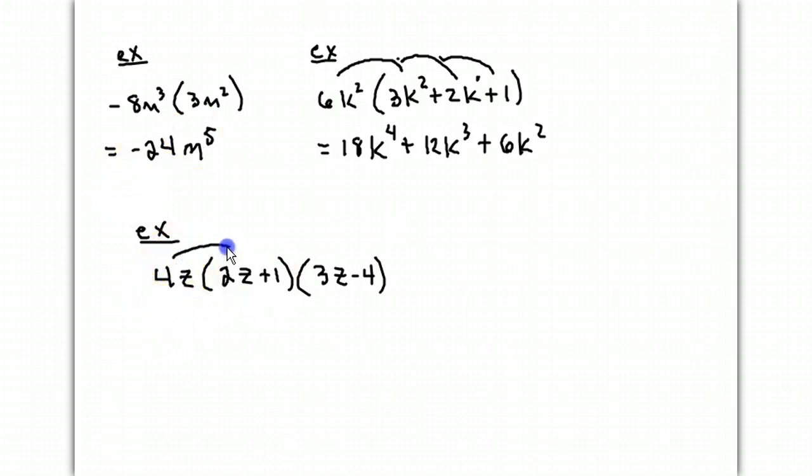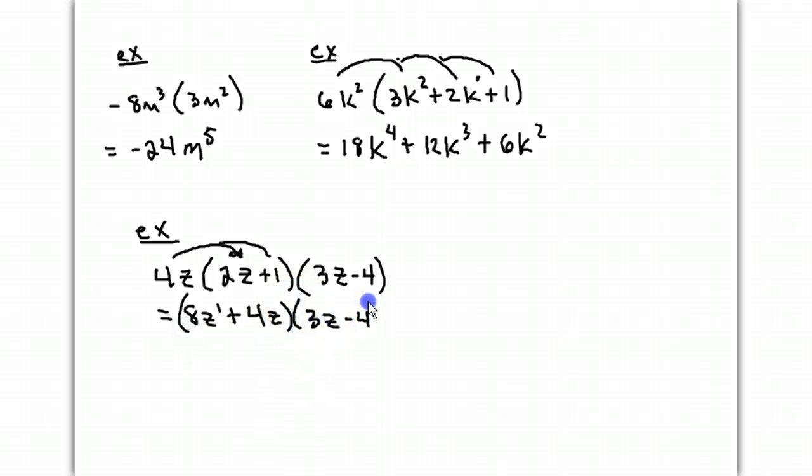So when we bunny hop the inside, we have 4z times 2z, which gives us an 8z to the second because the power is 1 and 1. Then 4z times 1, which gives us a 4z. This is still in parentheses because we have to multiply it times the 3z minus 4. Now this is a little different because we have 2 terms in the first parentheses and 2 terms in the second parentheses. So what we have to do is pick one parenthesis and we pick the first one.